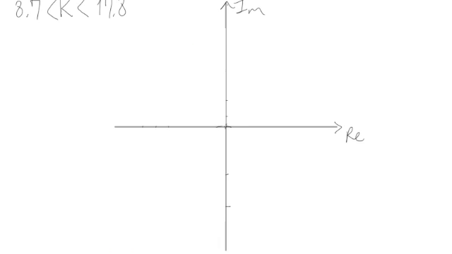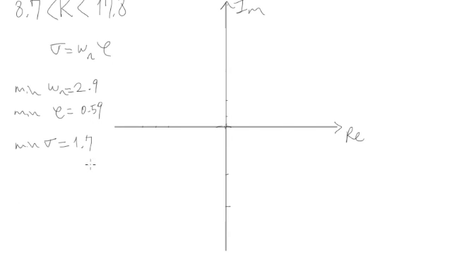Okay, so there is a third parameter that we should look at, that is the sigma. The sigma of the system is basically the natural frequency times the damping ratio. From the previous two findings, we found that the minimum omega n of the system is 2.9, and the minimum damping ratio of the system can be 0.59. So that means the minimum sigma of the system can be only 1.7. In the complex plane, the sigma corresponds to a line here, the distance from the imaginary axis. So that means our sigma must be greater than 1.7.